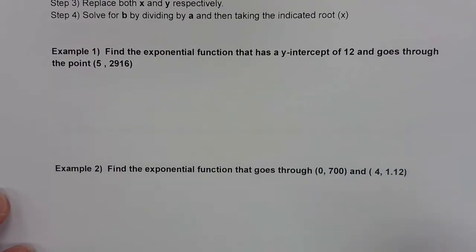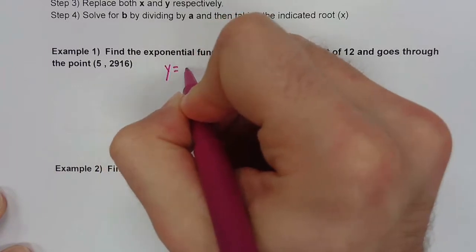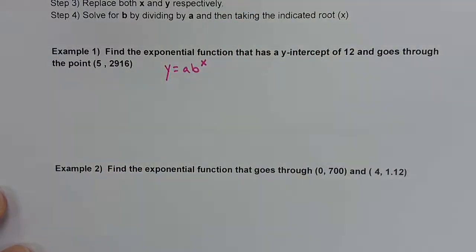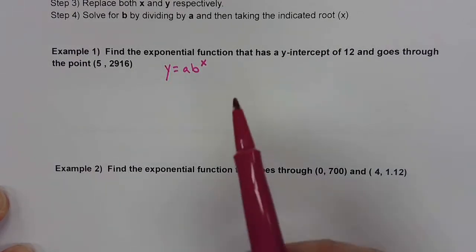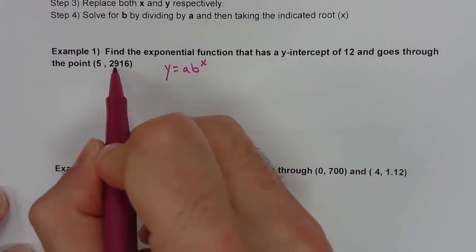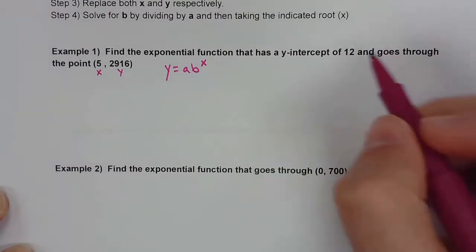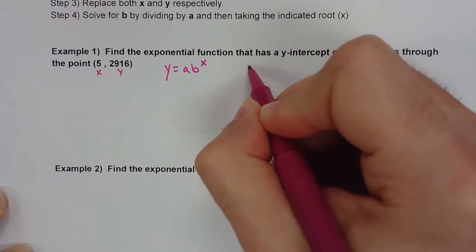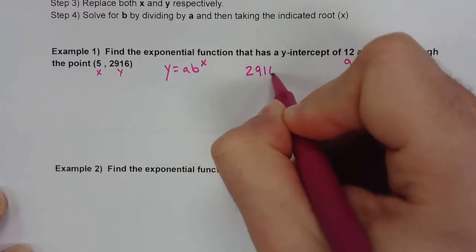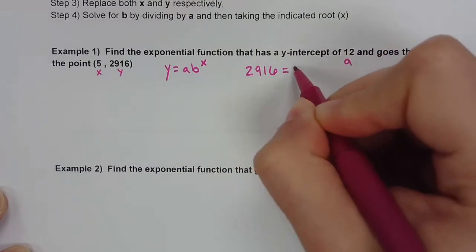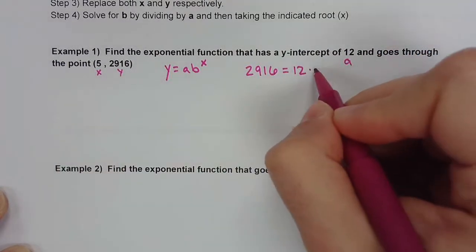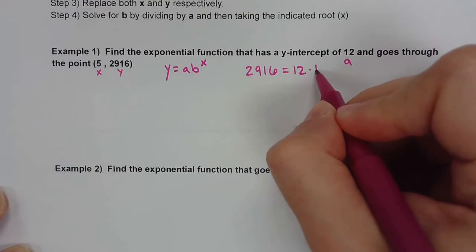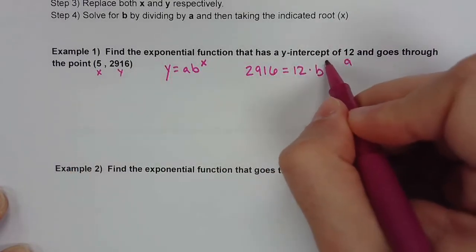All right, so step 1, we're going to start with our general form, y equals a b to the power of x. We're dealing with exponential, so we want to make sure we start with an exponential equation. Next, I'm going to replace everything I know. So here's my y value, here's my x value, here's my a value. So let's go ahead and do that. 2,916 is equal to 12 times b, we don't know, to the power of x, which is 5.